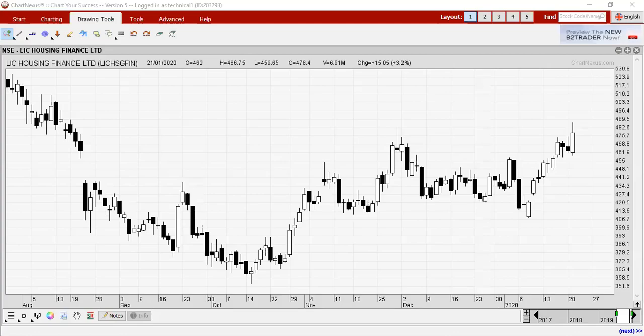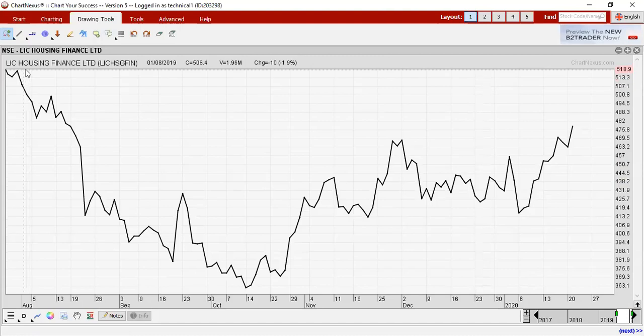So this is the Chart Nexus software in front of you. You can download this software from the chartnexus.com website. You can visit www.chartnexus.com. First let's look at the line graph, how the line graph looks. This is the graph of LIC Housing Finance Limited. So this is how line graphs look. How is it plotted? It is plotted by connecting the closing price of each and every trading session.